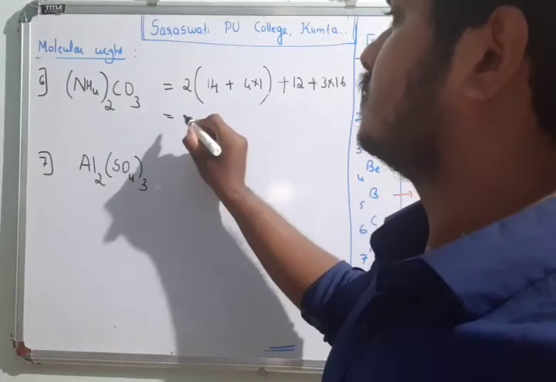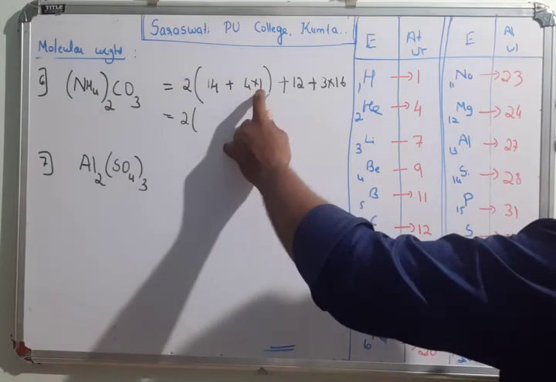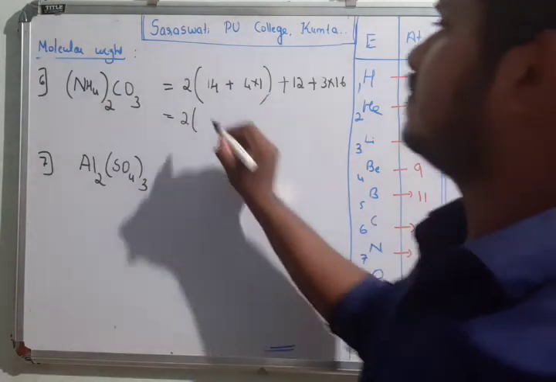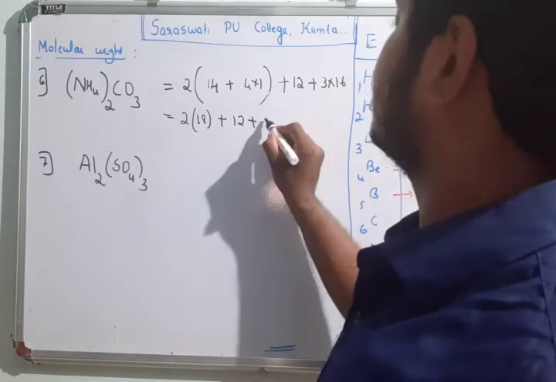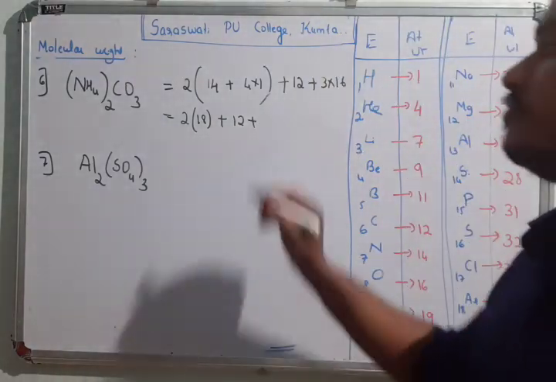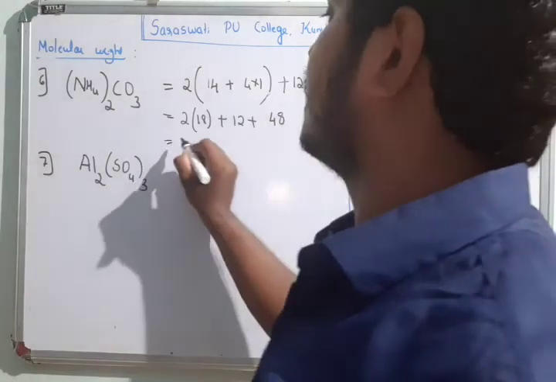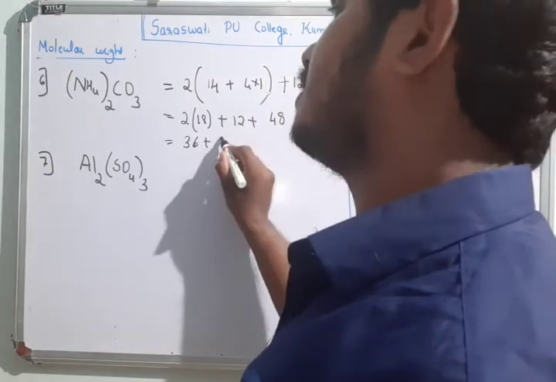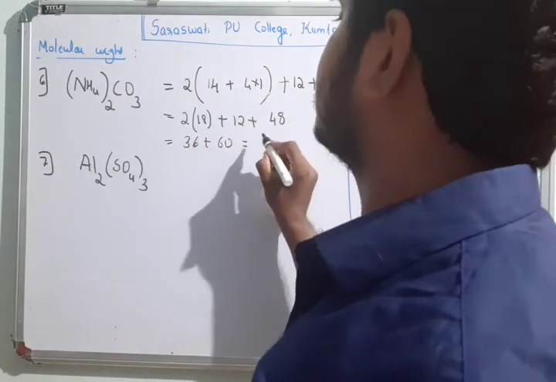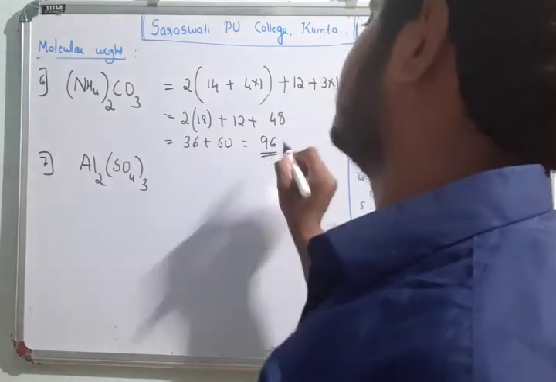So it will be 2 times of. Just multiply: 4 into 1 is 4. 4 plus 14 will be 18. Plus 12. This will multiply, so 16 threes will be 48. Got it? Now you can directly multiply and add. So it will be 2 times of 18, which is 36. This will be 12 plus 48, here only I'll multiply, so 60. 60 plus 36 will be 96.